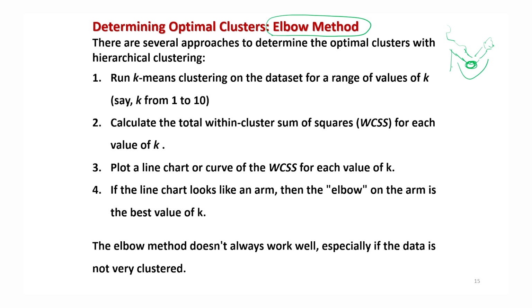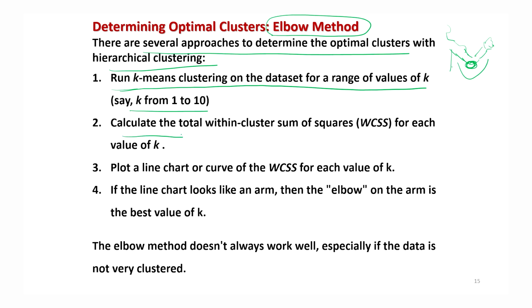So there are several approaches to determine the optimal number of clusters with hierarchical clustering. Among them, we are going to understand the concept behind the elbow method. In this method, in the first step, we run k-means clustering on the data set for a range of values of k from 1 to 10. Right. And then we will calculate the total within-cluster sum of squares, which is WCSS, for each value of k.